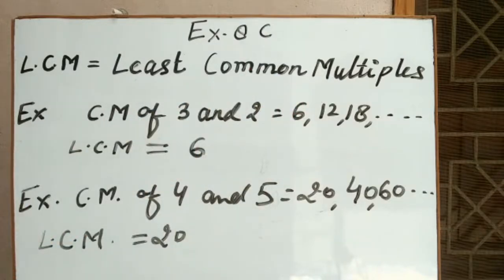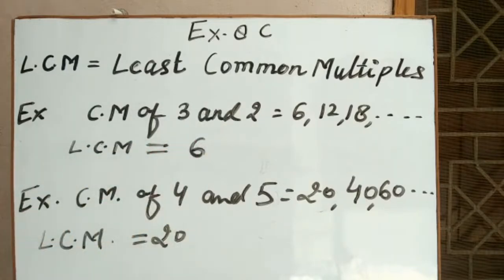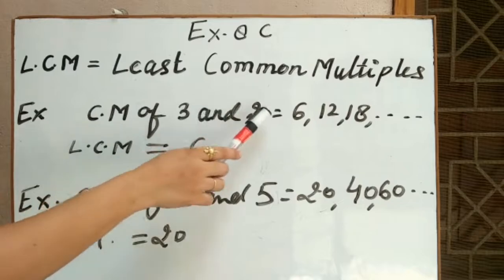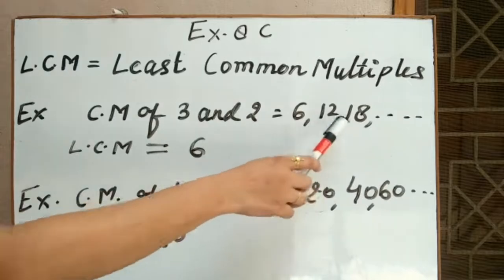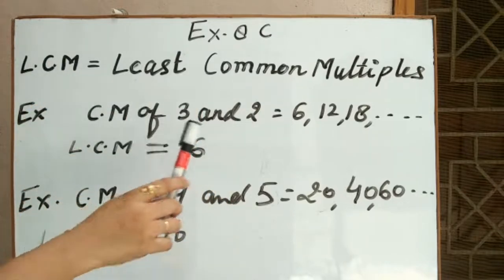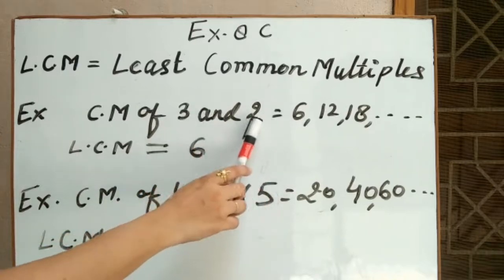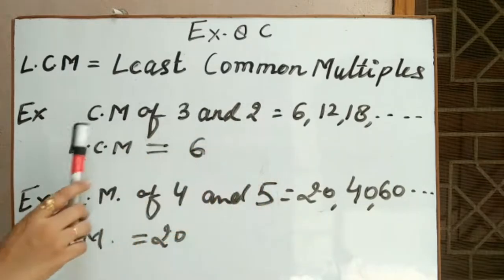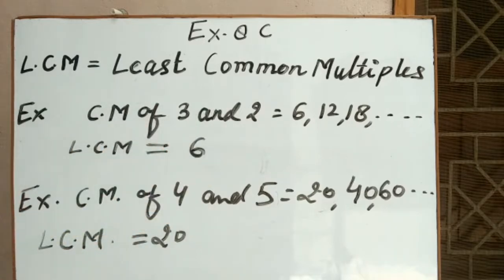Let's see an example. Common multiples of 3 and 2 are 6, 12, 18 and so on. All these are the common multiples of 3 and 2. Now, among these numbers, which is the least common multiple of these two numbers? That is 6. 6 is the least common multiple of 3 and 2. Least means smallest. Smallest common multiple or least common multiple.